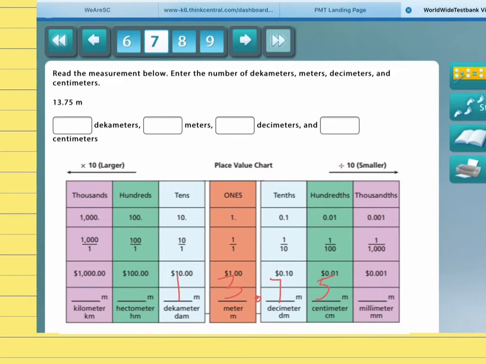So to start off, we're going to convert 13.75 meters into these other numbers. So we start off with 13.75 meters. Now I'm going to change that into decameters. So I'm moving from meters to decameters. Decameters are larger than meters by a factor of 10, so that turns into 1.375.